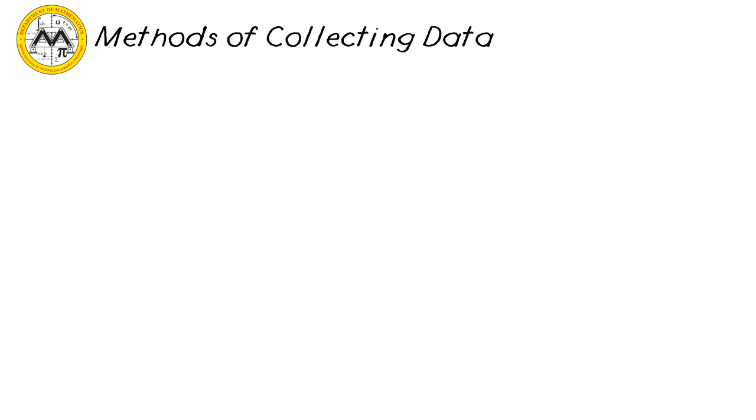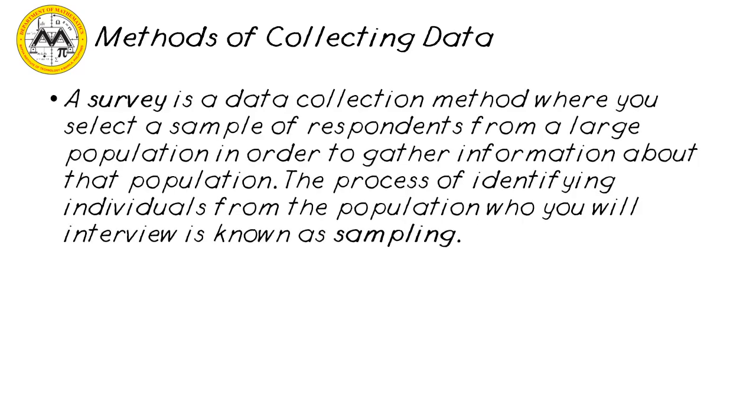Let's have the methods of collecting data. So there are generally three ways of collecting data. A survey is a data collection method where you select a sample of respondents from a large population in order to gather information about that population. The process of identifying individuals from the population who you will be interviewing is called as sampling.